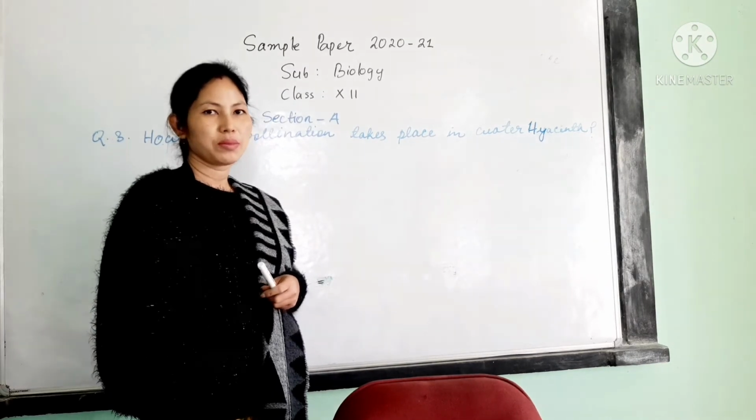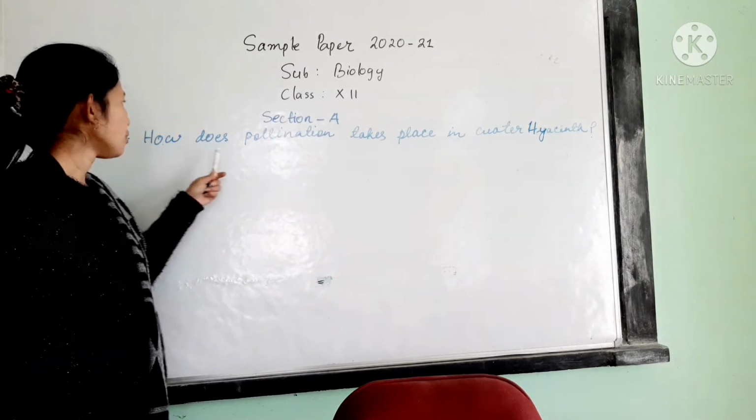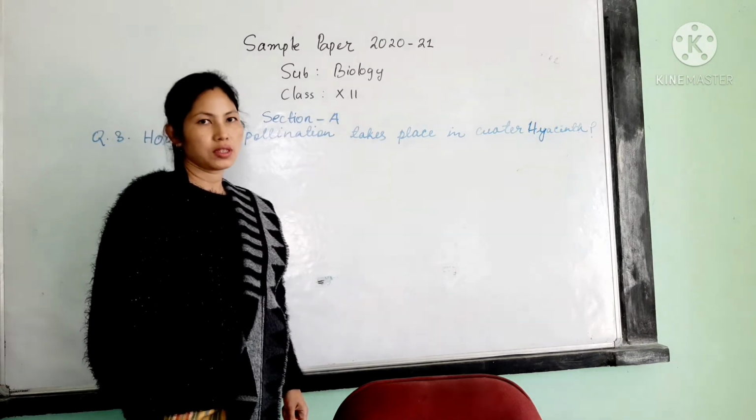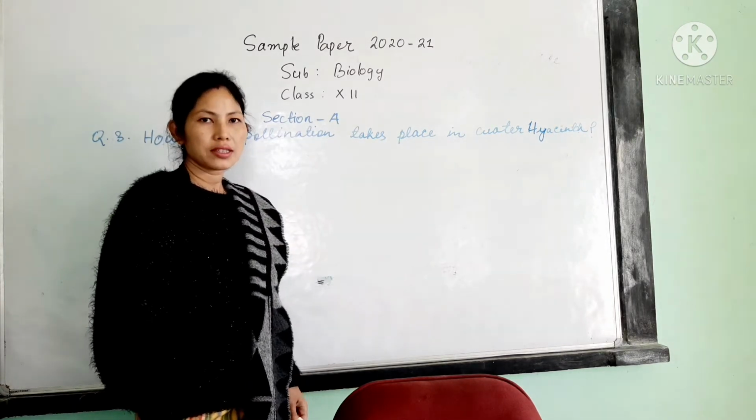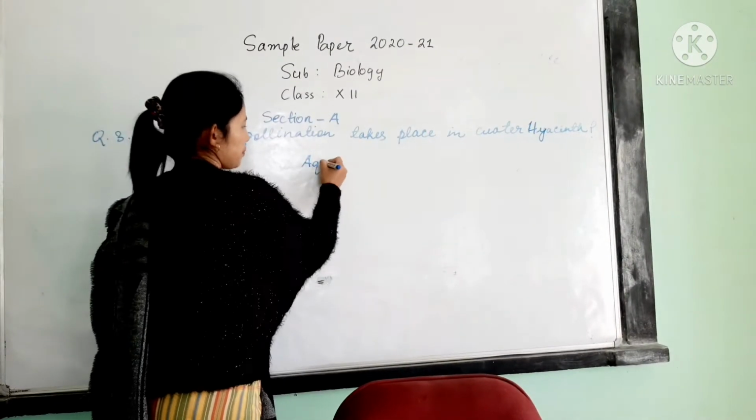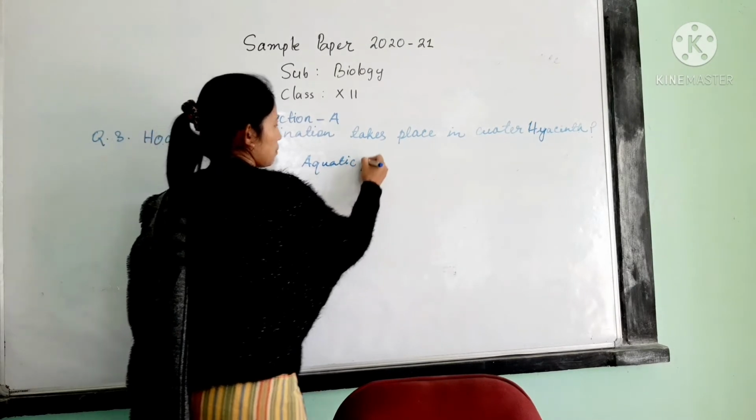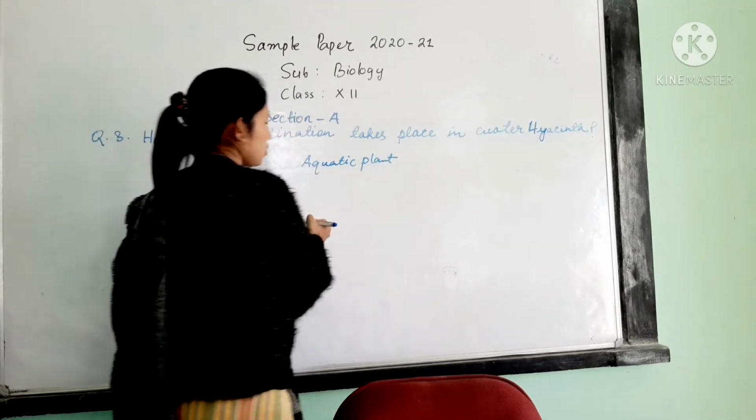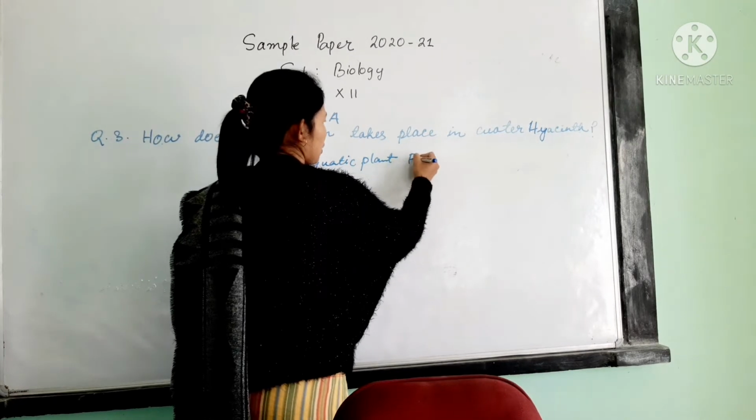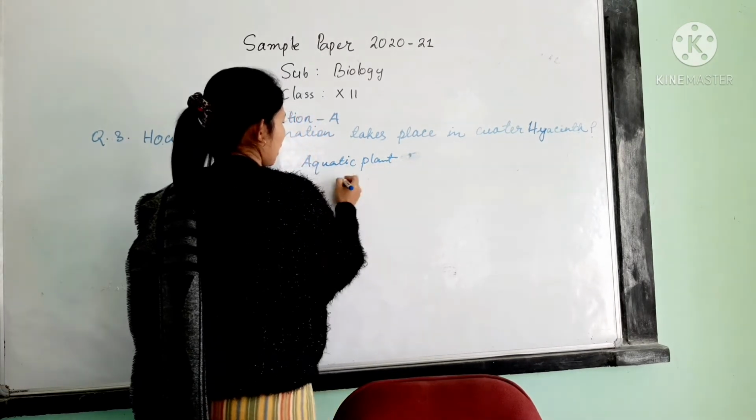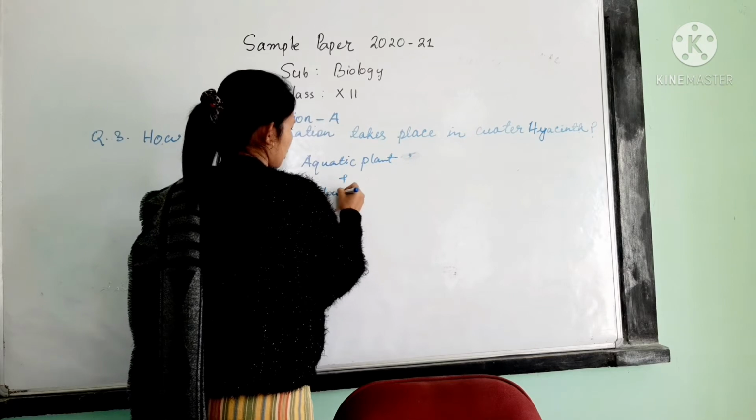Now let us see question number 3. Here is the question: how does pollination take place in water hyacinth? So water hyacinth is an aquatic plant. It is an aquatic plant, but it is an aquatic flowering plant. Aquatic plant and flowering, right?